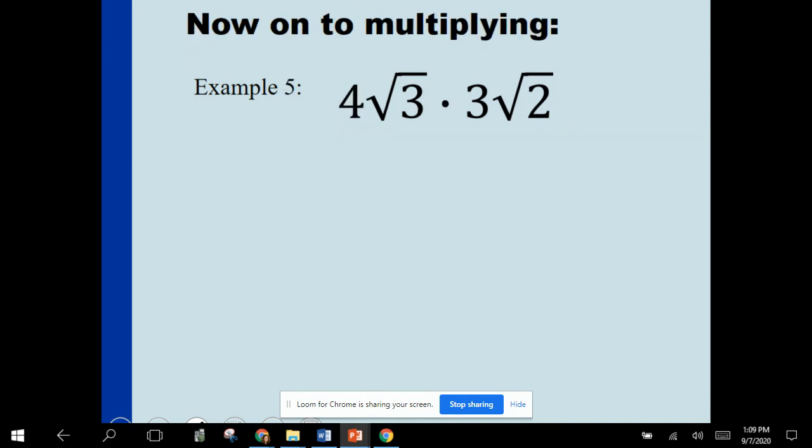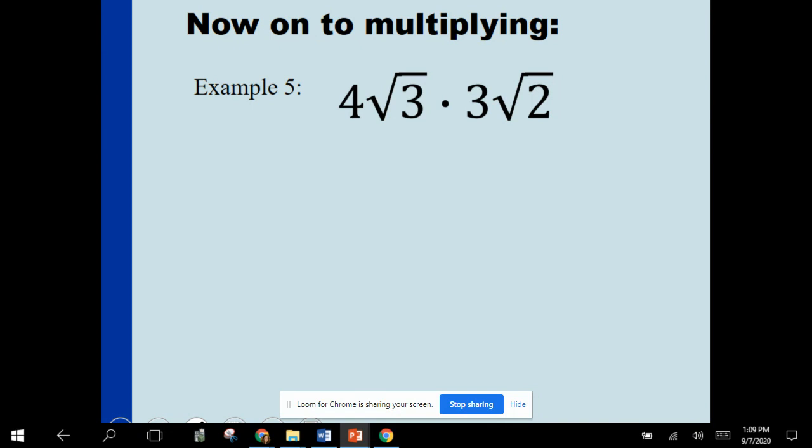So now let's move on to multiplying. Multiplying is not that hard. You just have to remember to multiply, and you have to remember what to multiply. So you need to write this in your notes. When you're multiplying, you multiply the coefficients together, and then you multiply the radicands together. Okay, that's what you need to know. Once again, multiply the coefficients together, and then multiply the radicands together.